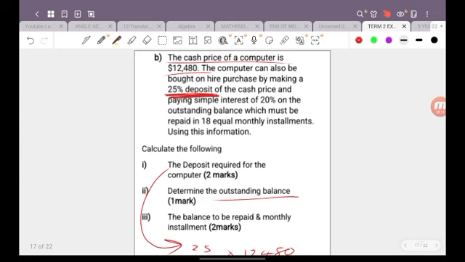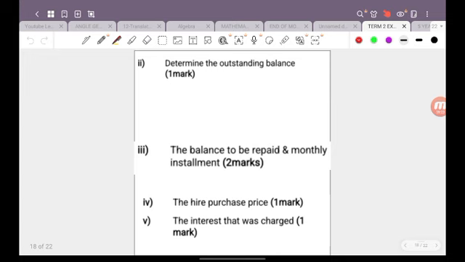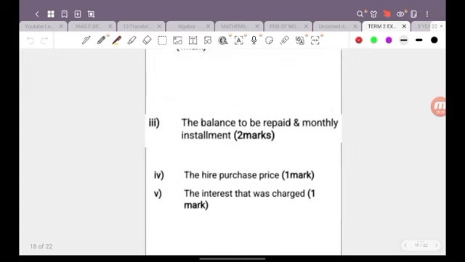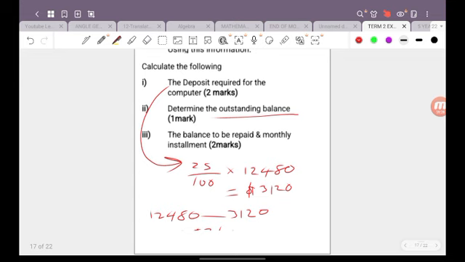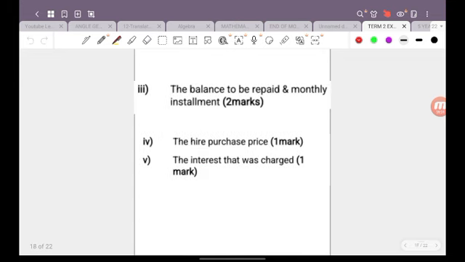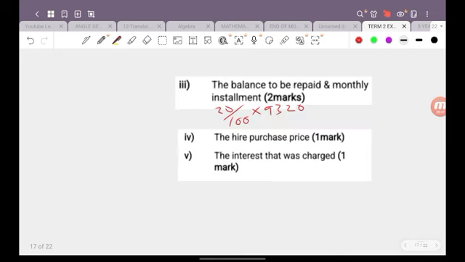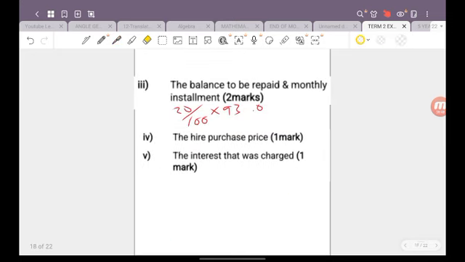So they're going to add interest, and notice that they said here that simple interest of 20% is on the outstanding balance. So we're going to increase that $9,360 by 20%. So we're going to have 20 over 100 multiplied by $9,360. Let's double check and make certain that that's our answer that we got. 9,360, not 9,320.